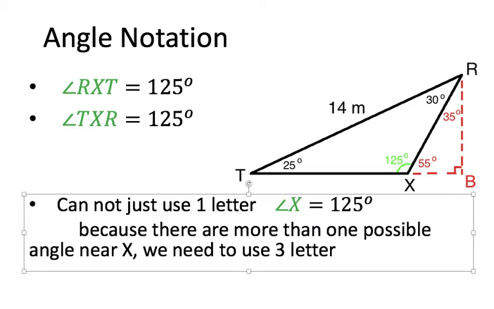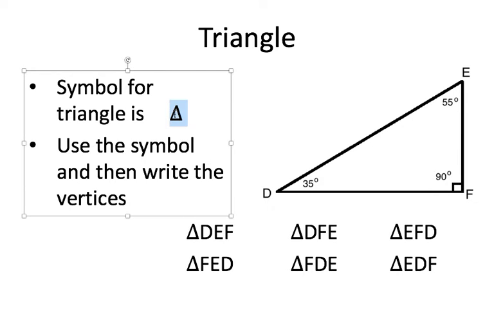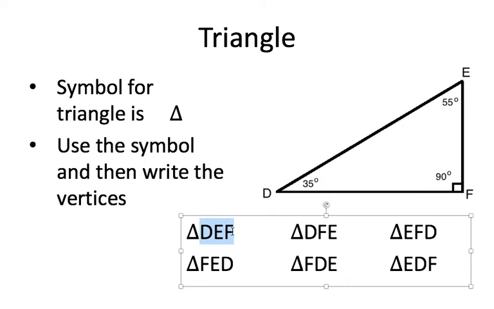Okay, so let's move on. This is the notation for angles. Let's talk about the notation for triangles. This right here is the symbol for triangle. If I wanted to reference this triangle right here, I would write this symbol for the triangle and then put the 3 letters that represent the 3 vertices. Vertices are just the corners. So I could put triangle DEF, triangle DFE, any combination of these 3 in whatever order.